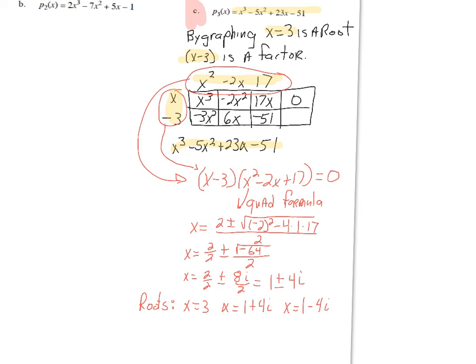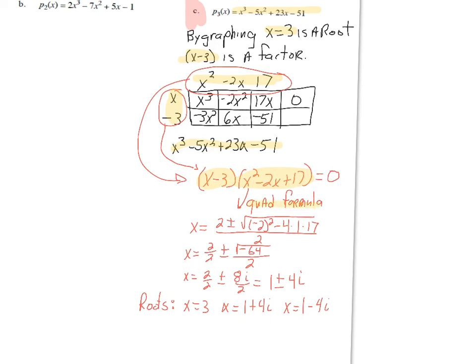Therefore, in factored form, here's my factored form. I have x minus 3 times x squared minus 2x plus 17. Now the x squared minus 2x plus 17 does not factor. So my factored form is in simplest form. I still need to find all of the roots. I know that x equaling 3 is a root, but I'm going to use the quadratic formula to find the other roots.